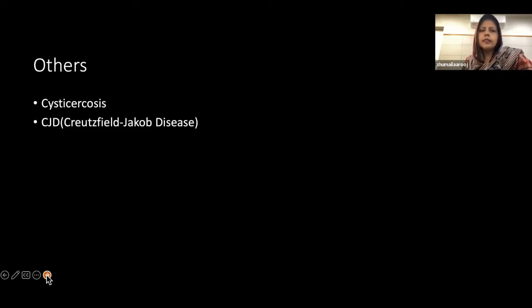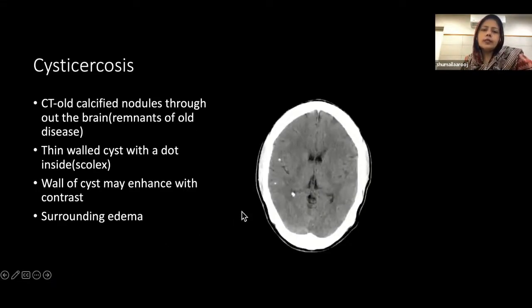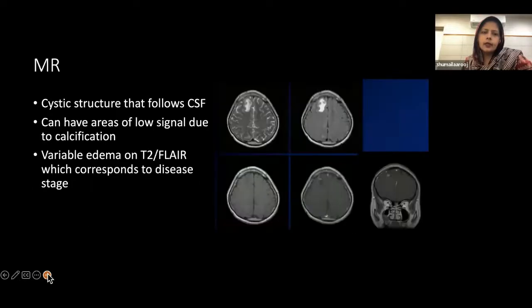The other two important things which are the last to discuss are cysticercosis and CJD. In cysticercosis, there are various stages. You all know that the chronic is calcified, C for chronic and C for calcified. So there can be old calcified lesions on CT, and there can be thin walled cysts with a dot or scolex inside. Their walls can enhance, and they can have surrounding edema.